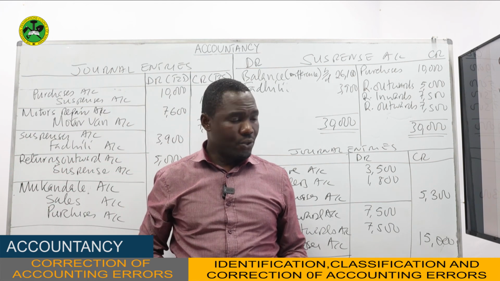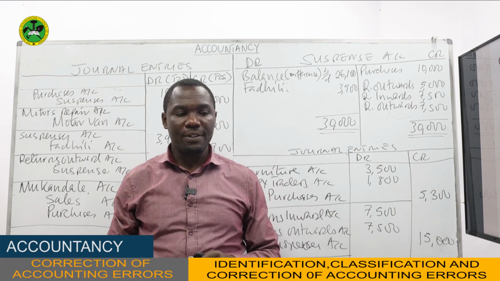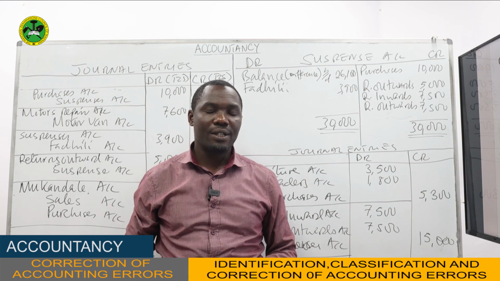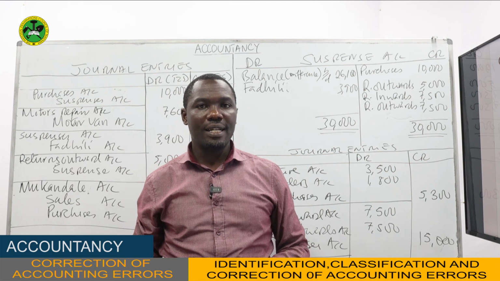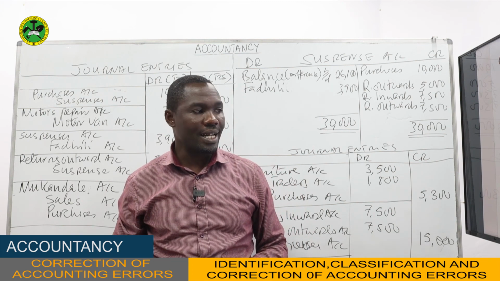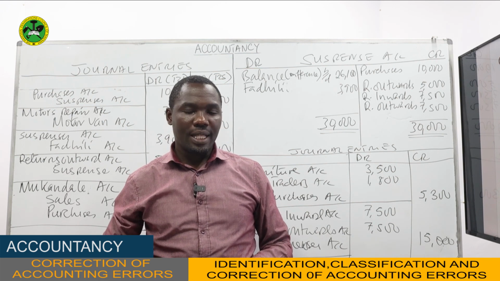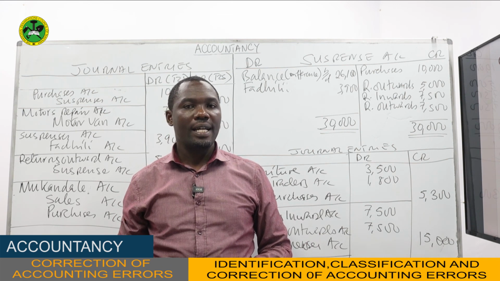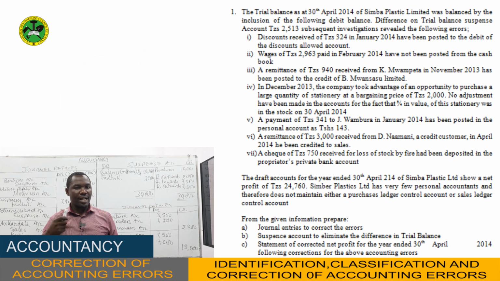So for today, let us end here. We have seen the identification and classification of accounts. We have seen the two categories of errors: errors that are not revealed by trial balance and errors that are revealed by trial balance. And we have seen how to identify and correct them. In the next lesson, we'll go a further step to see the effect of errors on profit and how we can prepare a corrected statement of financial position.